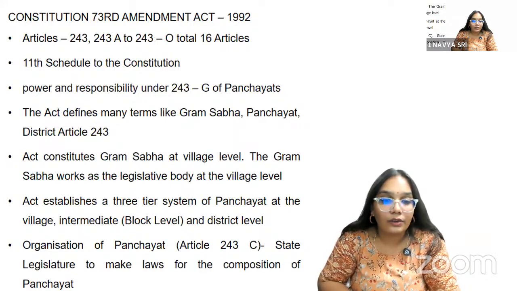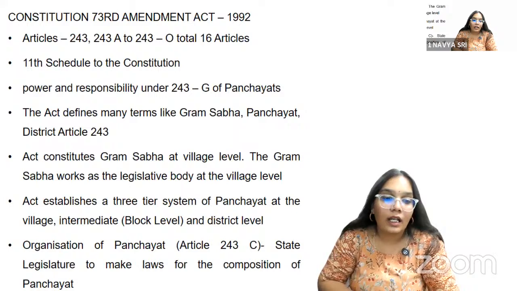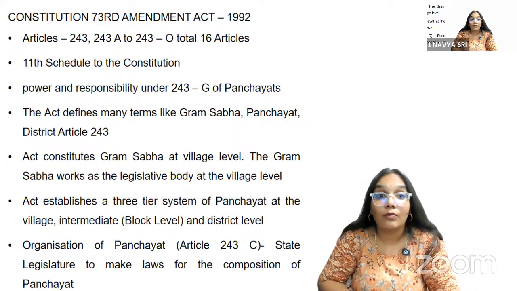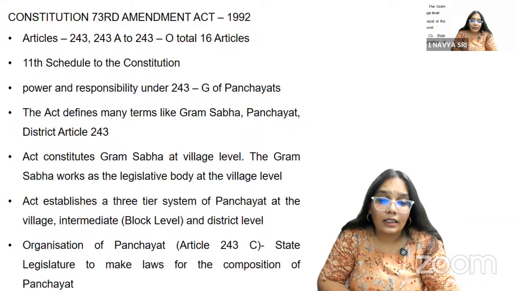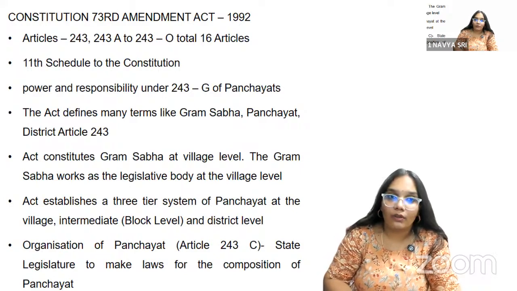Then the Act constitutes Gram Sabha at the village level. Gram Sabha shall work as a legislative body at the village level. Then, for the 3-tier system, they went by Balwant Rai Mehta's proposals: a 3-tier system of Panchayat at village, intermediate or block level, and district level. So, organization of Panchayat, Article 243C: the state legislature makes laws for the composition of Panchayat.